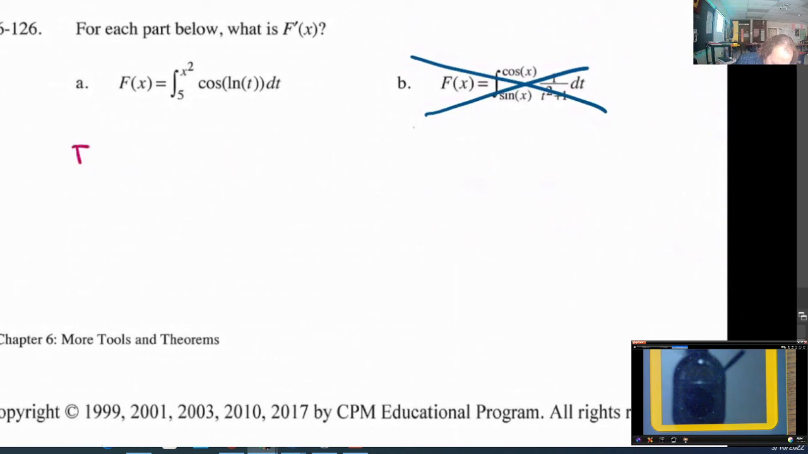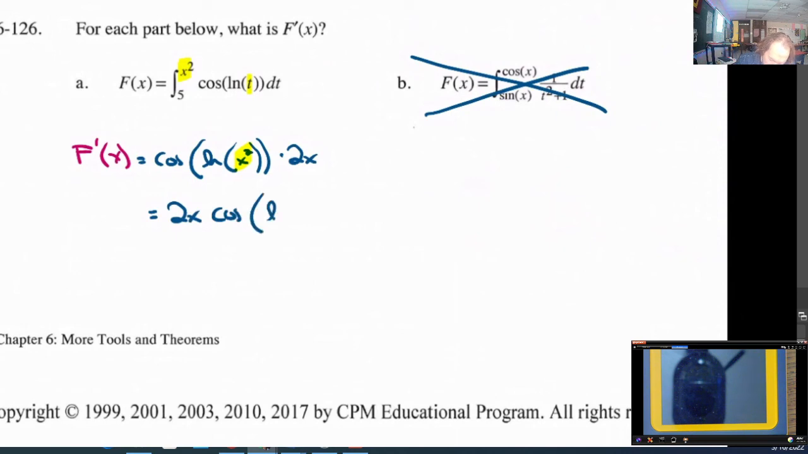In this case, F prime of x: all we have to do is take this x squared and plug it in for t, because we're taking the derivative of an integral, and that's going to cancel out. Cosine of the natural log of x squared. However, we also need to multiply by the derivative of x squared, which is 2x. So that's 2x cosine of the natural log of x squared.